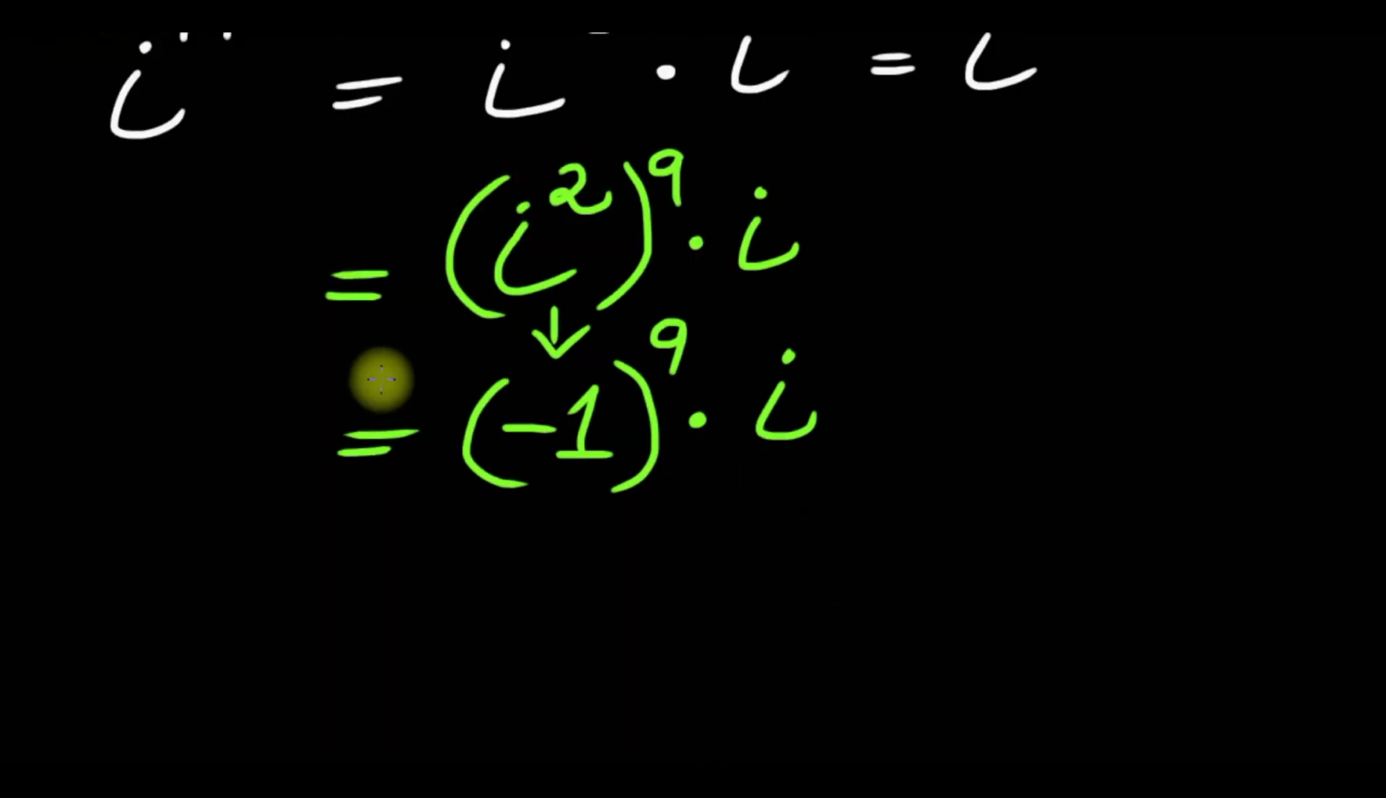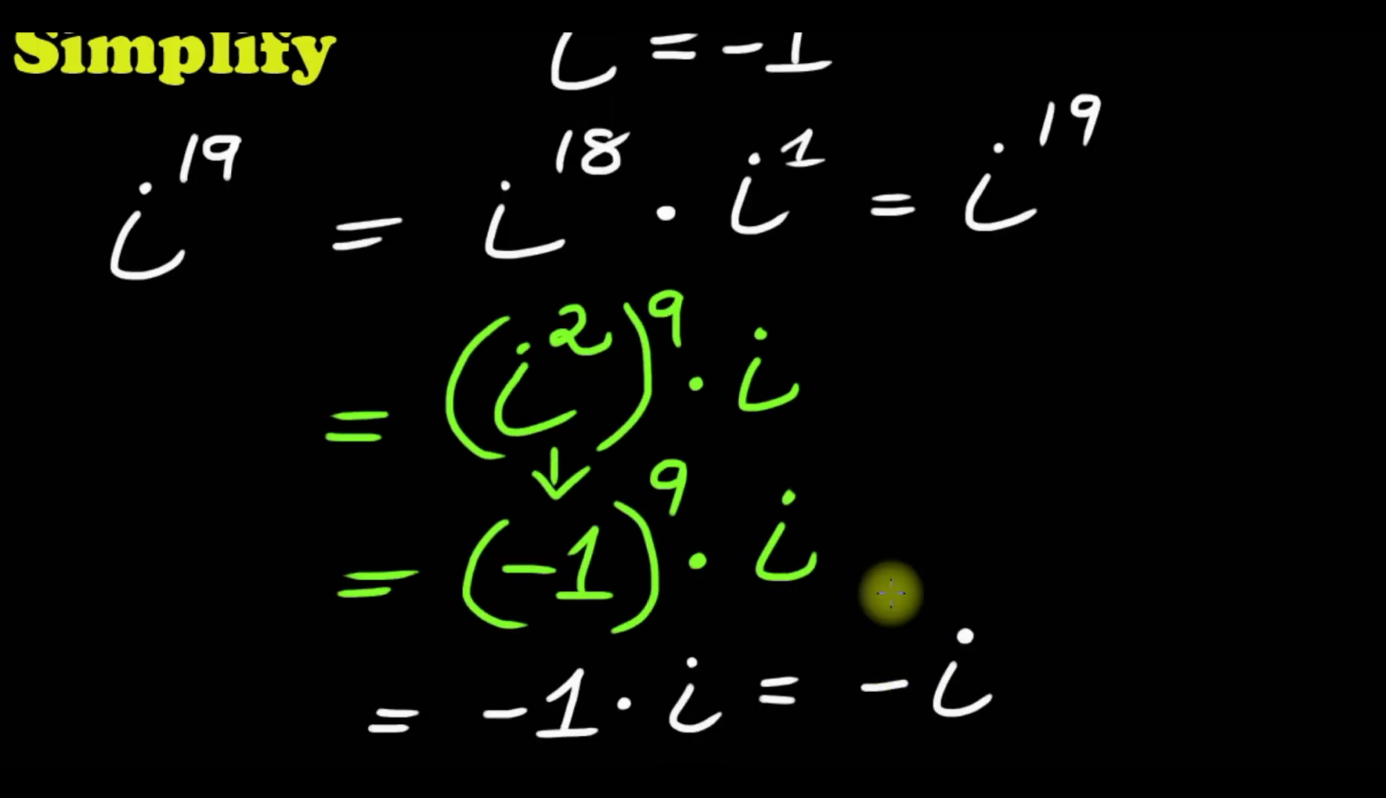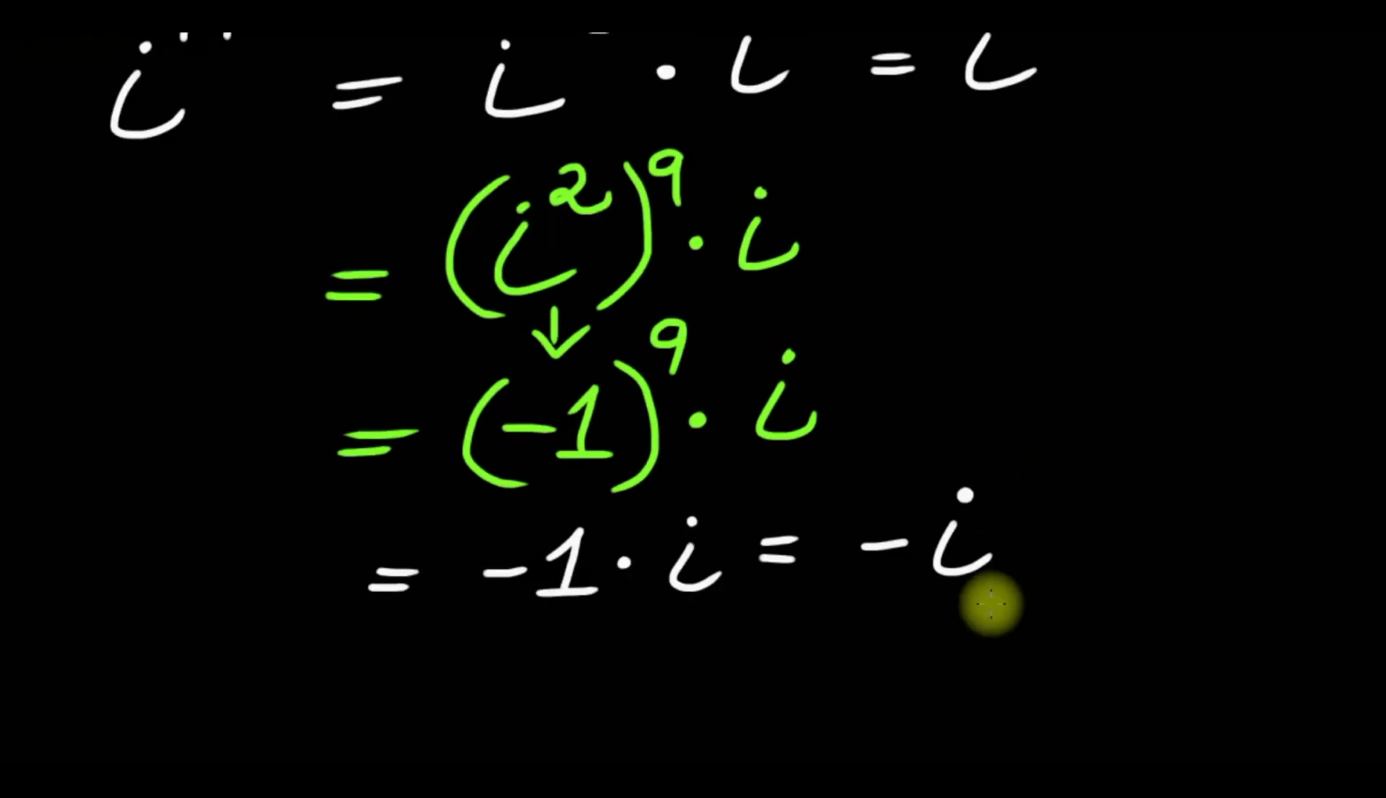So what is it when you raise -1 to the 9th power? Well, because it's an odd exponent, you take -1 times -1 for 9 times, so it's going to come out to -1. And then bring down the i. When you multiply those two, you get -1i or just -i. So i to the 19th power is the same as -i in simplest form.